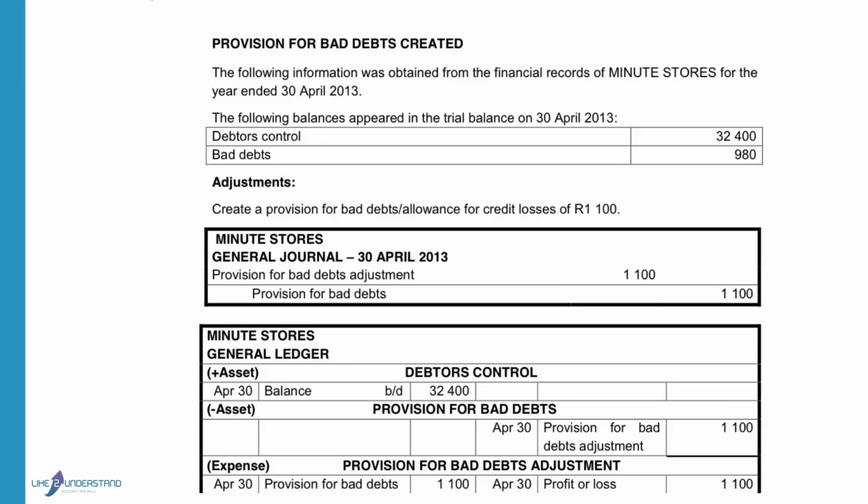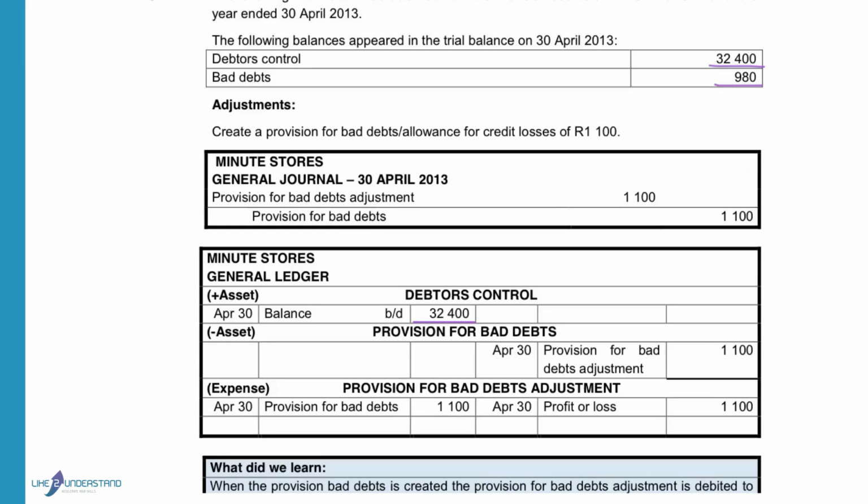from them. If we look at the information here, we have a balance in the debtors control of 32,400 and we have a balance in the bad debts account of 980. That means during this year, ended the 30th of April, we've already written off 980 rand. Then we decide to create a provision for bad debts or allowance for credit losses of 1,100.